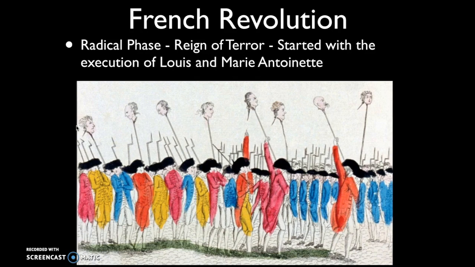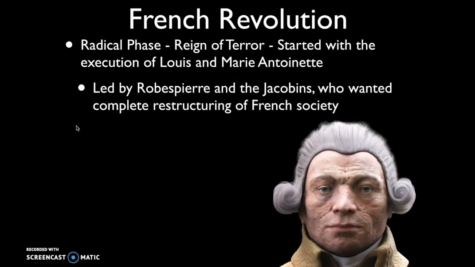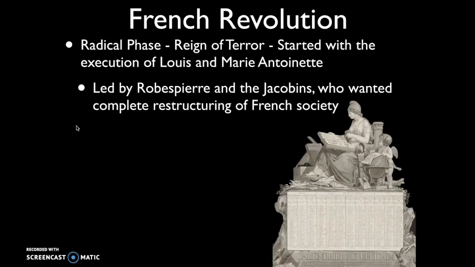Well, during the radical phase of the French Revolution, there were a number of leaders, including Maximilien Robespierre and the Jacobins, who were radicals who wanted a complete restructuring of French society. So they were especially targeting the Catholic Church, and they were advocating for more enlightened ideas, focusing on science and reason. And so they developed a number of things. For instance, they developed a new calendar system.